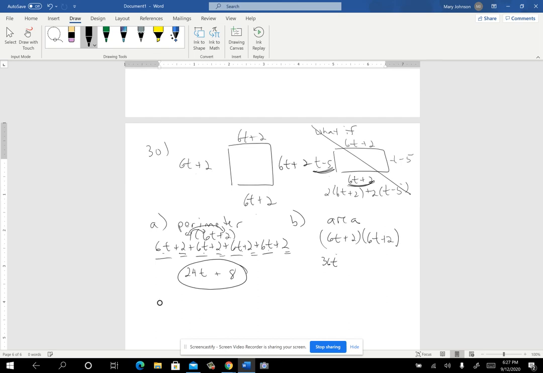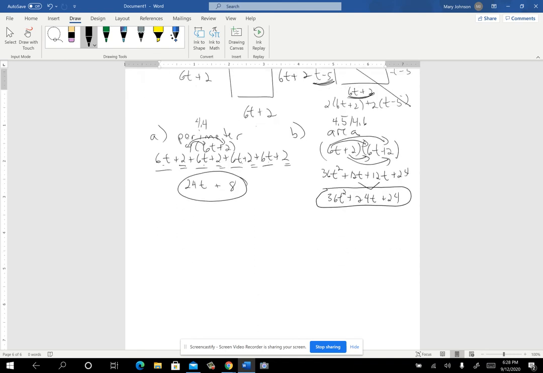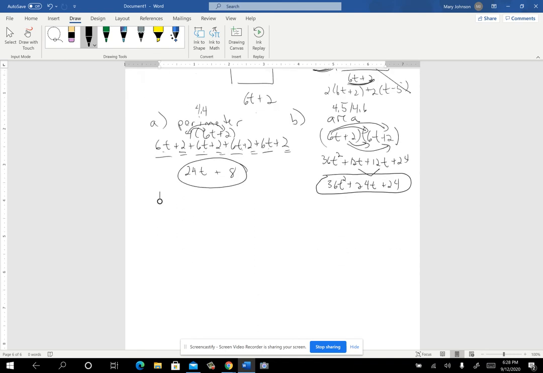It's going to be 36t squared, 12t, another 12t, and a 24, because I'm doing that foiling process we looked at. And then I have like terms in the middle. And so my final answer to this turns out to be 36t squared plus 24t plus 24, okay? All right, so this part right here is actually 4.5, and the area part is actually 4.6.